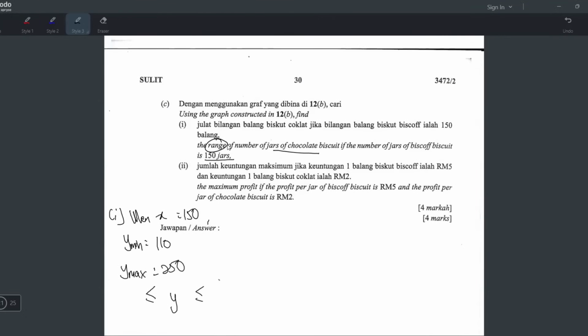Okay, but they want the range, right? So you have to write in this form. Y is between the small number you write here, and the big number you write here. Okay, so that's all for C1.